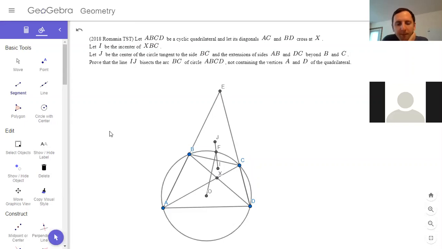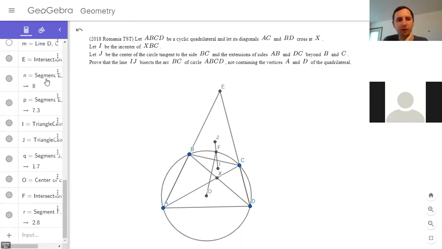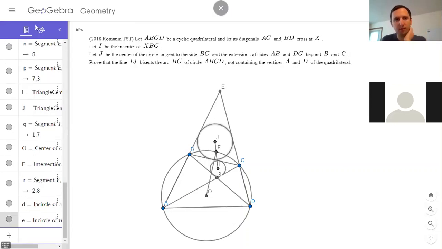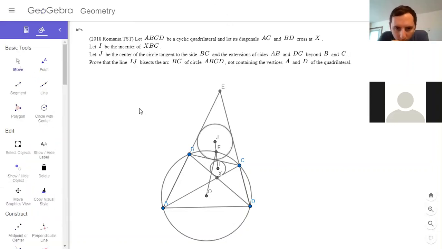How do we use the fact that I and J are the centers of two circles? I didn't draw the incircles. I think I will. But basically, we have a line joining two centers, so it's perpendicular to their radical axis. I'll draw the two circles.